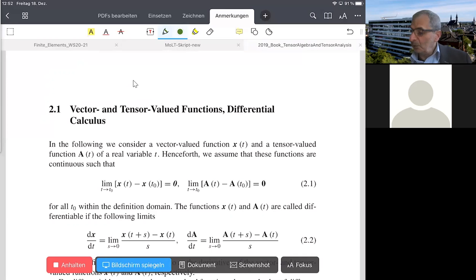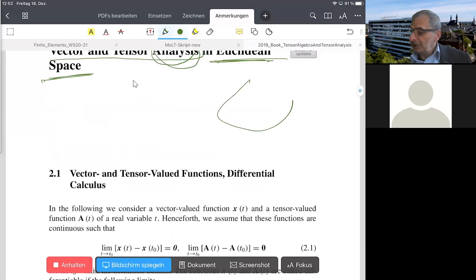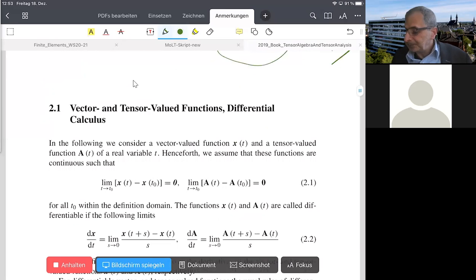If you consider a body and you calculate the Cauchy stress, it depends on three coordinates, x1, x2, and x3, for example. Such functions are called fields, and we will discuss them. But we begin today with functions of only one variable.